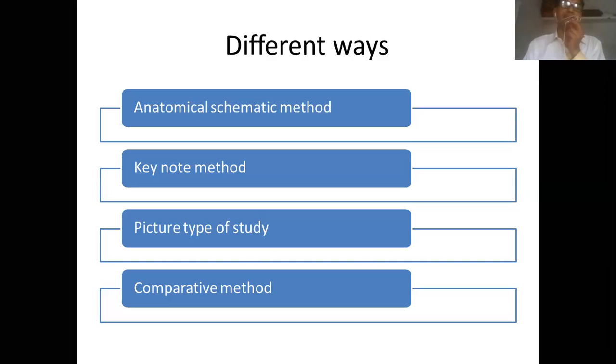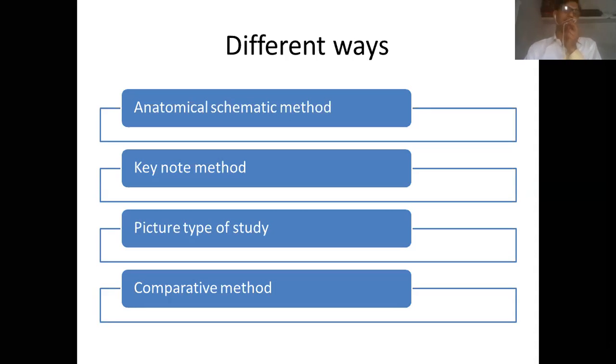The first is the anatomical schematic method. Second is the keynote method. Third is the picture type of study. Fourth is the comparative method. These are the initial four methods: anatomical, keynote, picture type, and comparative method.